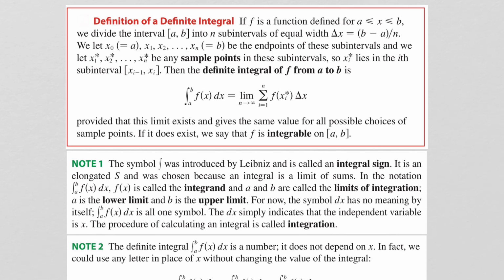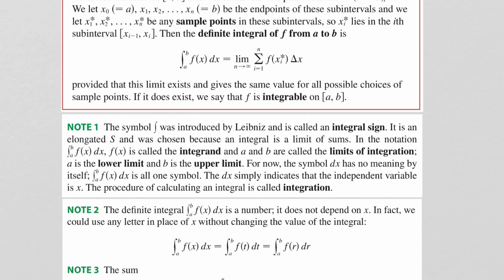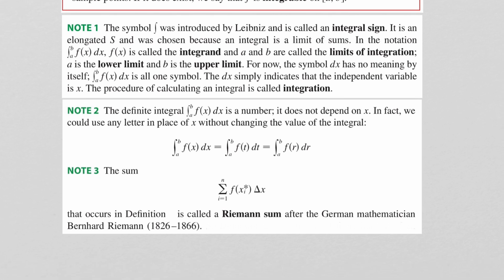Now, because this is a limit and because limits sometimes do not exist, we have to say, if this exists, we say the function f is integrable on [a, b]. Integrable means able to be integrated. Now let's just take a look at a few notes.